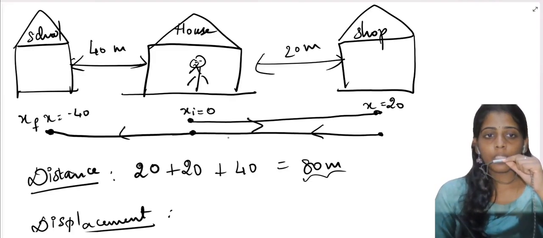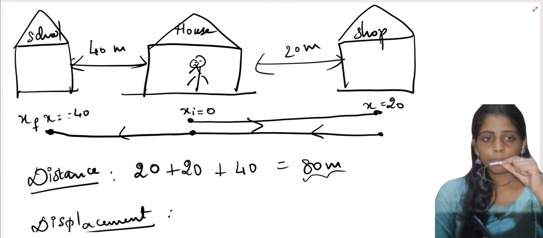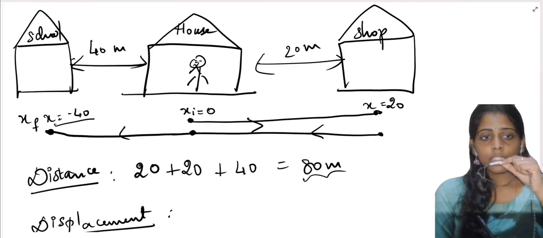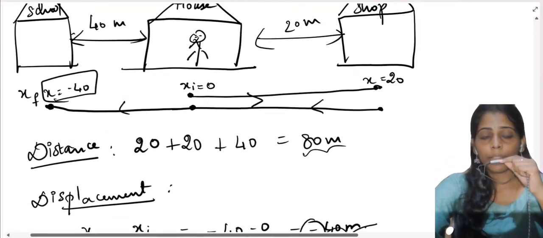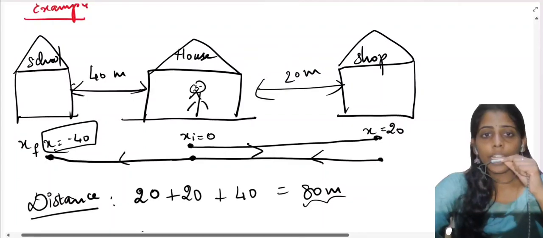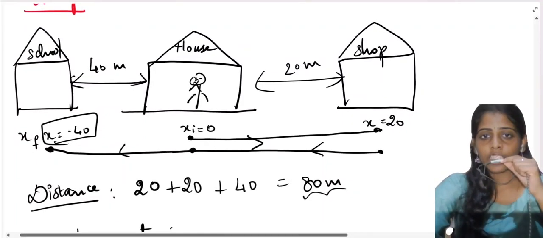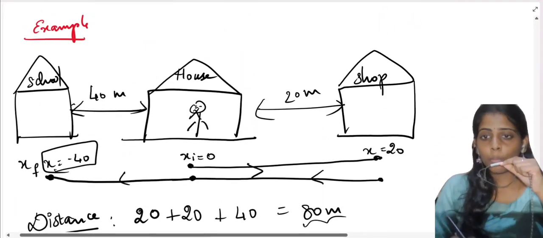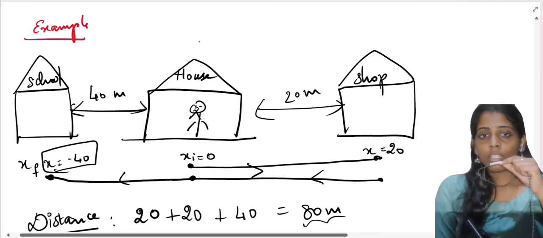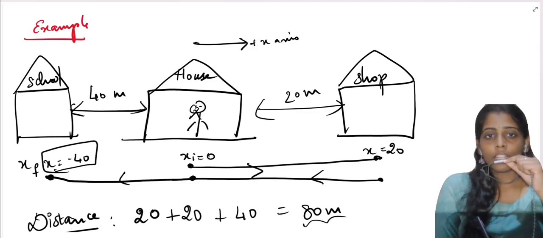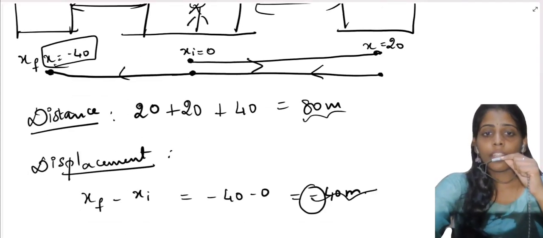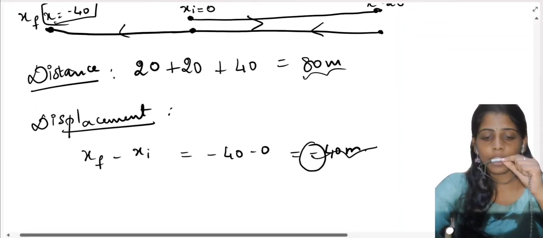Now also we have observed that while calculating displacement, I have taken the signs, minus 40. That is why we got the displacement with a negative sign. That is, while calculating the displacement, I considered the direction. I assumed this direction to be the positive x-axis and this direction to be my negative x-axis. So, I considered the direction while calculating my displacement.